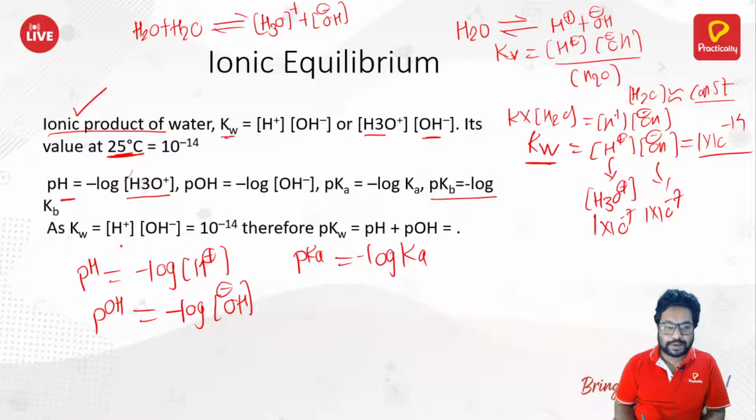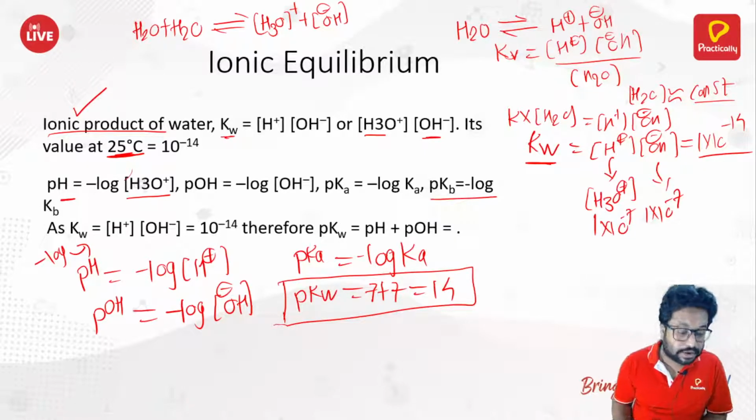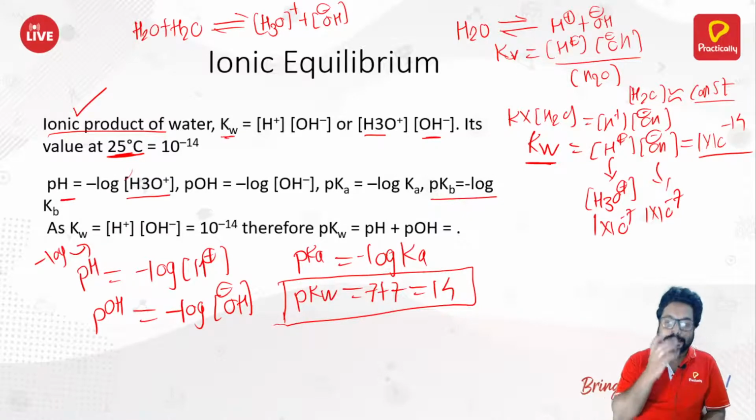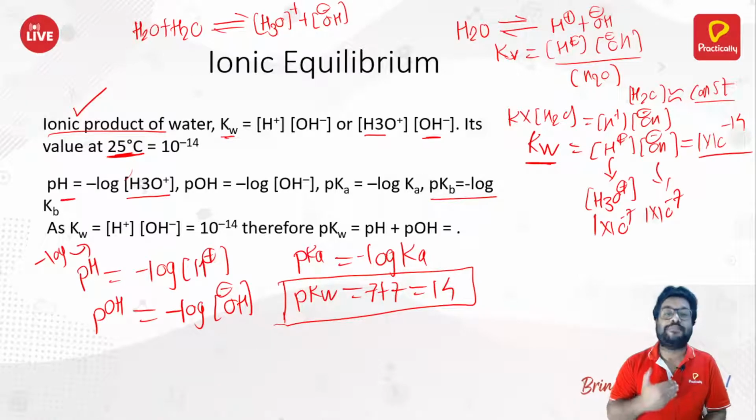Kw is equal to H plus times OH minus. We had seen that it is 10 raised to minus 14. So if you take the negative logarithm of this equation, the negative logarithm of Kw becomes pKw, which makes it pH plus pOH. Now pH is 7, pOH is also 7. Therefore pKw is always equal to 14. That is how these terms are. These terms will come in handy when you are solving numericals based on that.